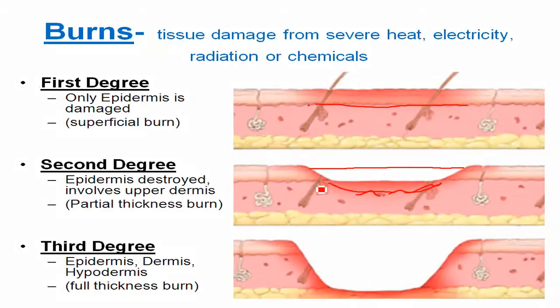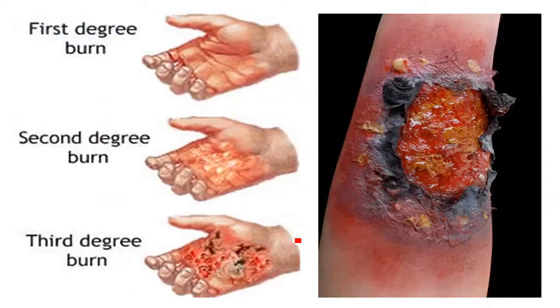Sometimes this is called a partial thickness burn. Third-degree burns involve all three layers of the skin, destruction of all three layers, and this is referred to as a full thickness burn.